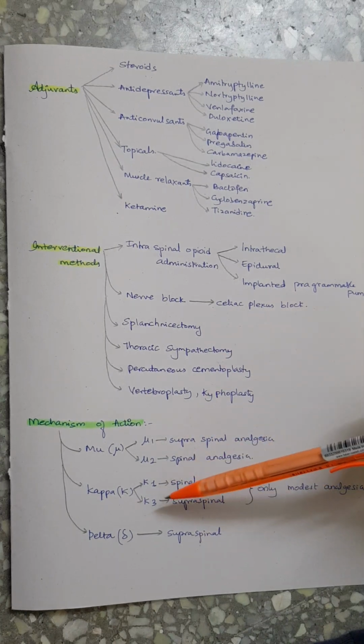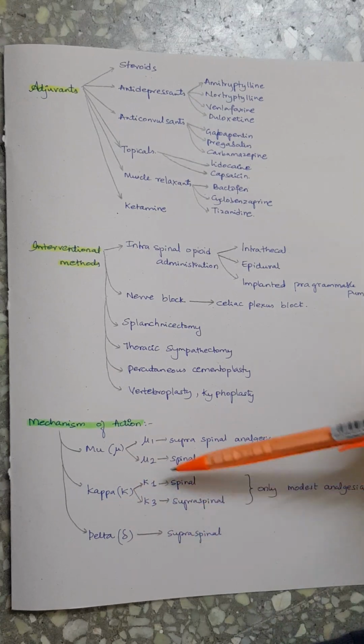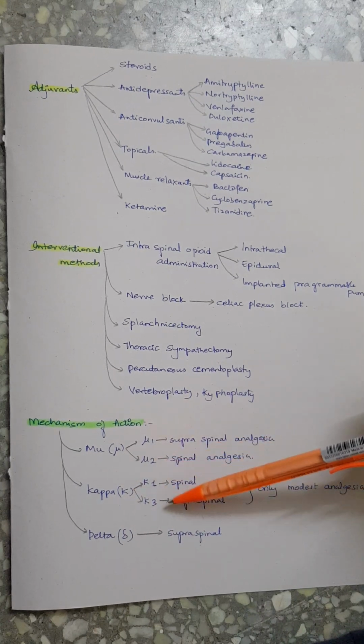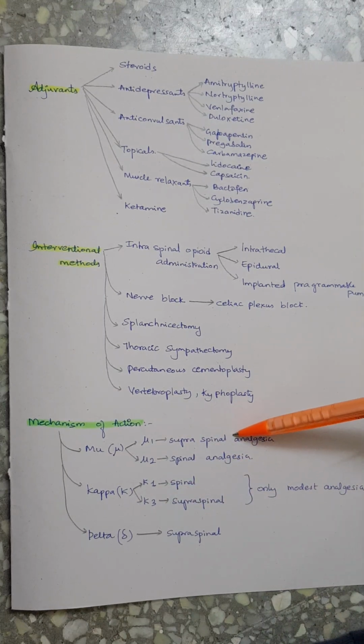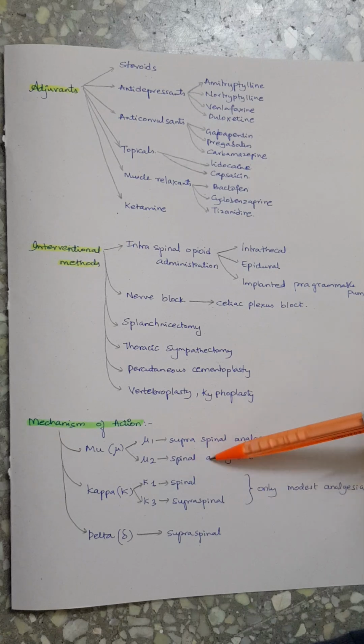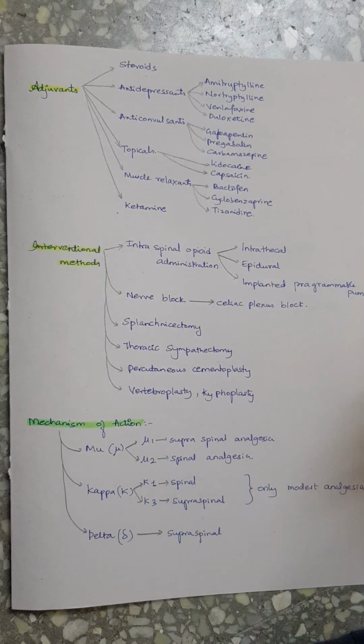The mechanism of action is mostly through the action of mu, kappa, and delta receptors. Mu has mu1 and mu2, kappa has kappa1 and kappa3. Mu1 acts mostly as supraspinal analgesia, mu2 is spinal, kappa1 is spinal, kappa3 is supraspinal. These are only modest analgesia. Delta is supraspinal.